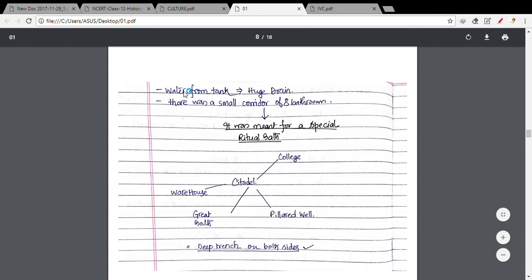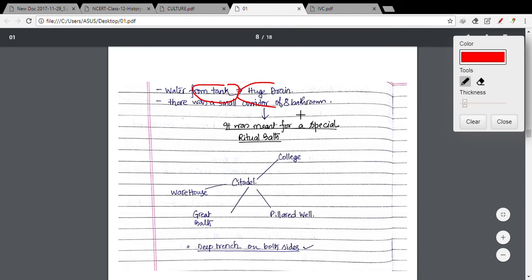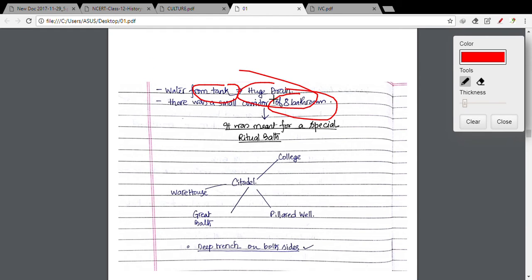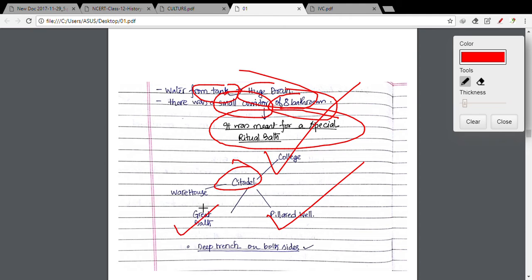Now water from this great bath will go straight away into the huge drain. There were 8 bathrooms in a small corridor, so it was specially meant for a ritual bath. So if we talk about the citadel, we can find there was colleges, there was pillared well, there was great bath, and there was warehouses. So there was the awareness regarding the literacy. We will also find this literacy thing when we see the seals. There was things written on the seals everywhere, so people could read.